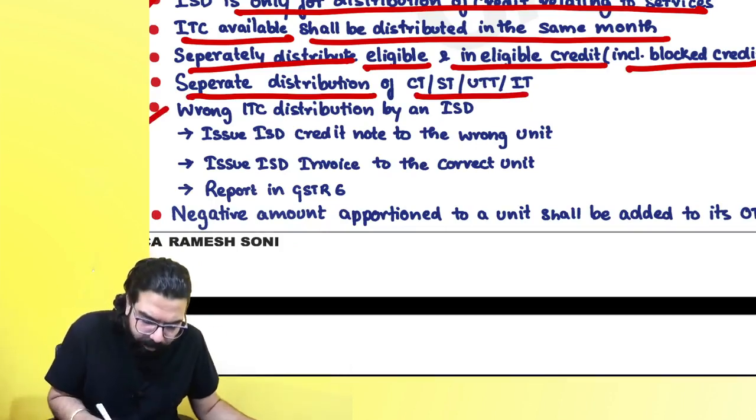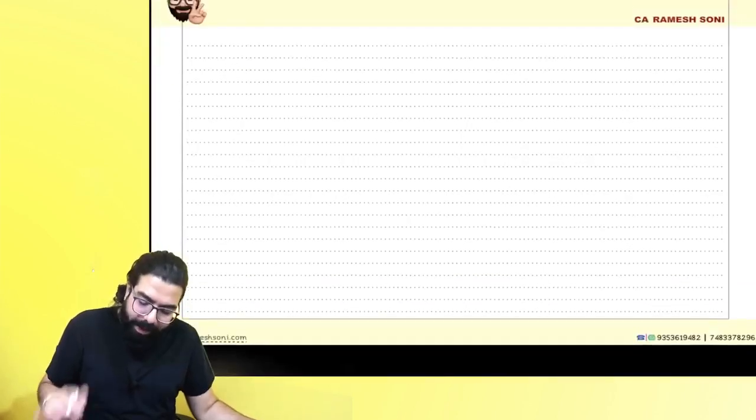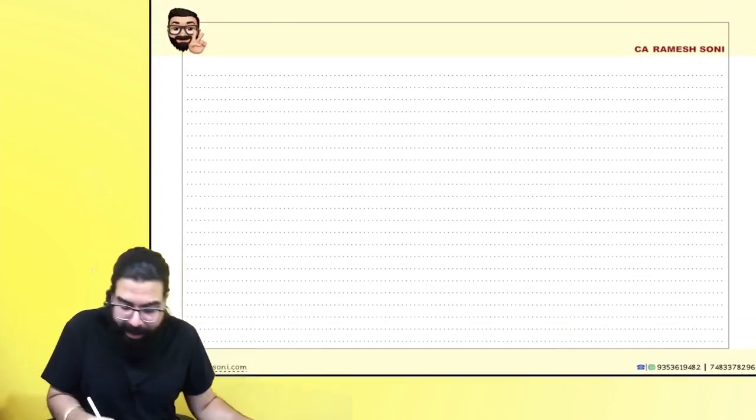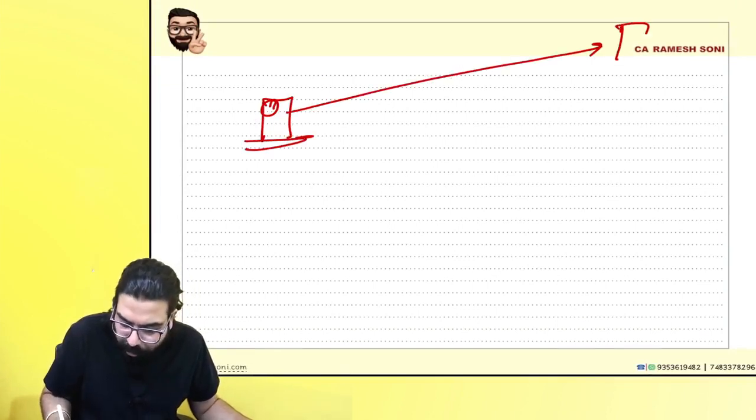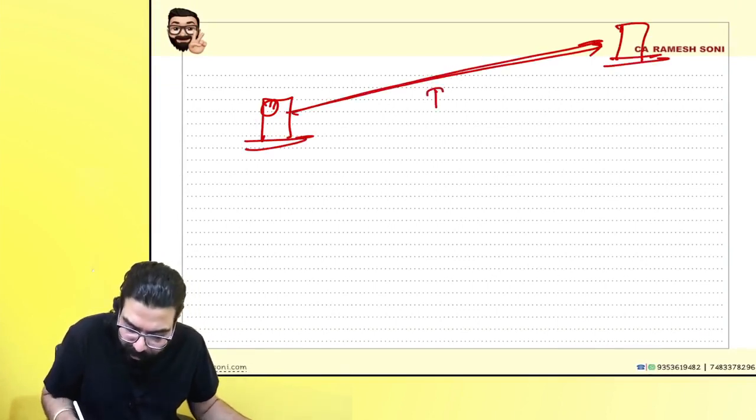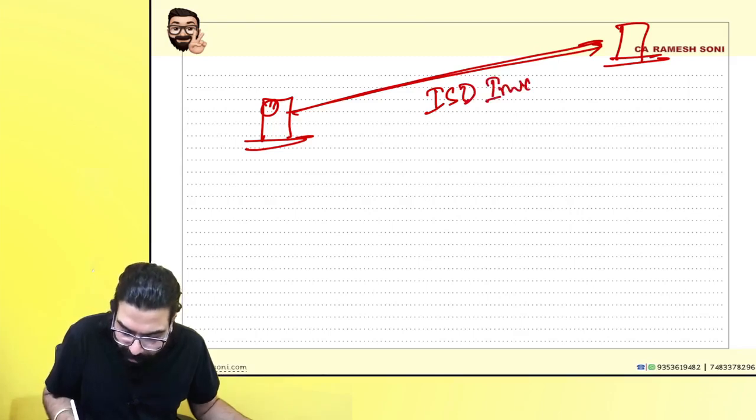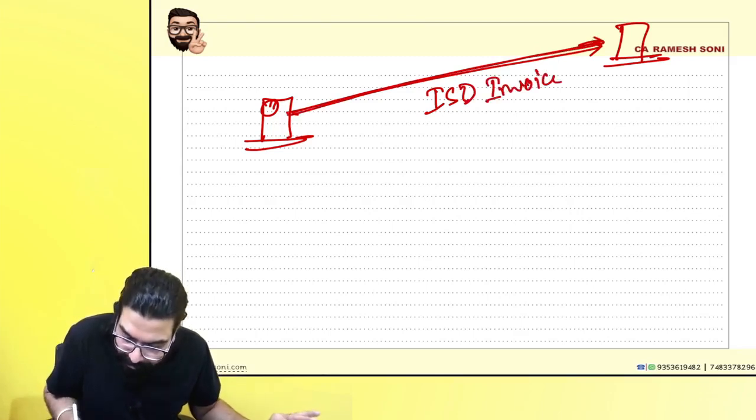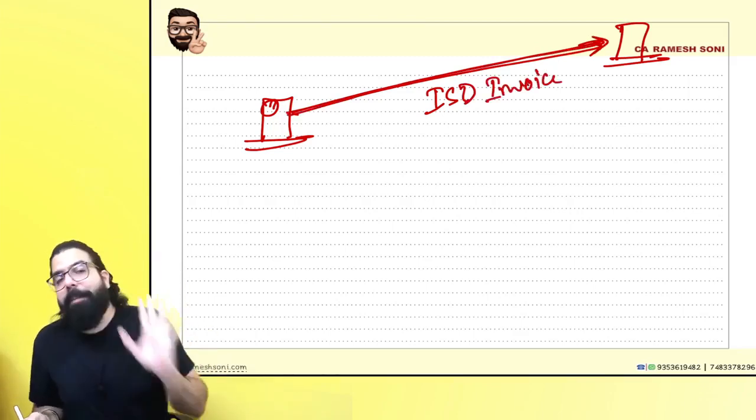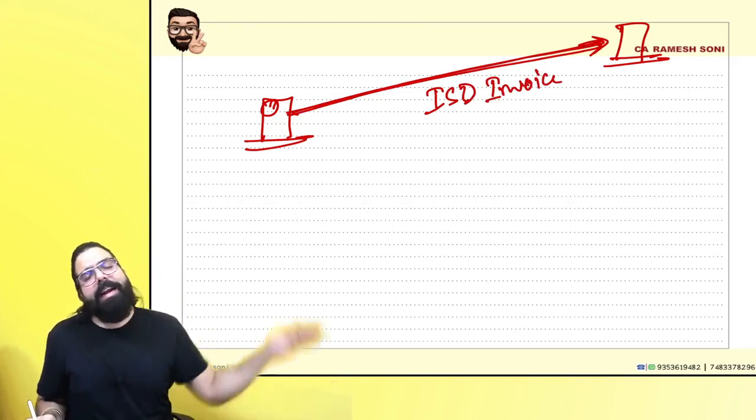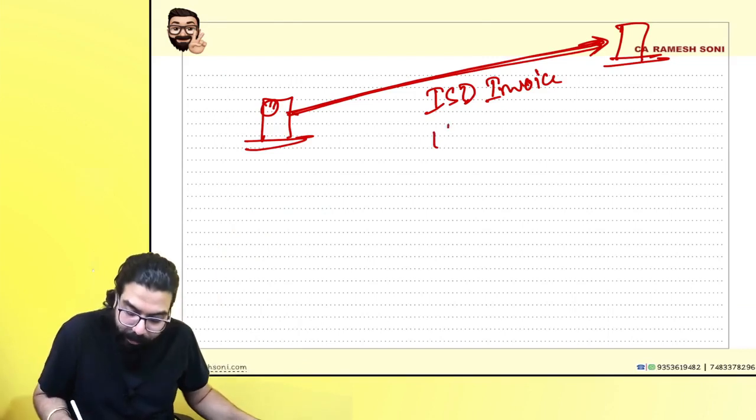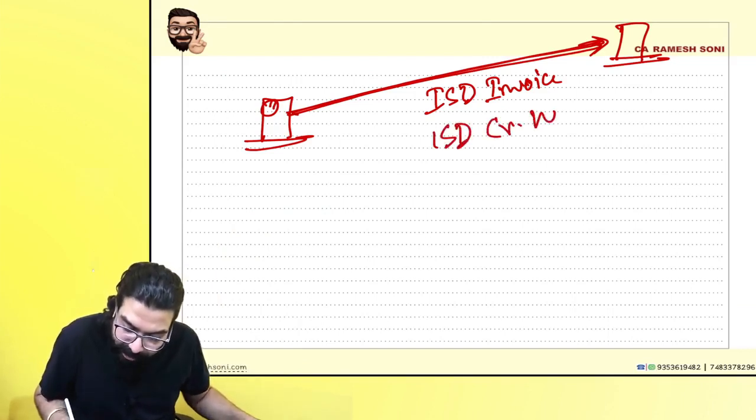Then sir, always remember one thing. Whenever a branch wants to go ahead, now if this is the head office and the head office wants to go ahead and give credit to the branch, then the head office will always issue an ISD invoice. Always remember, when the credit is to be distributed to the branch, then it will always issue an ISD invoice, and when the credit has to be reduced, always it will issue an ISD credit note.